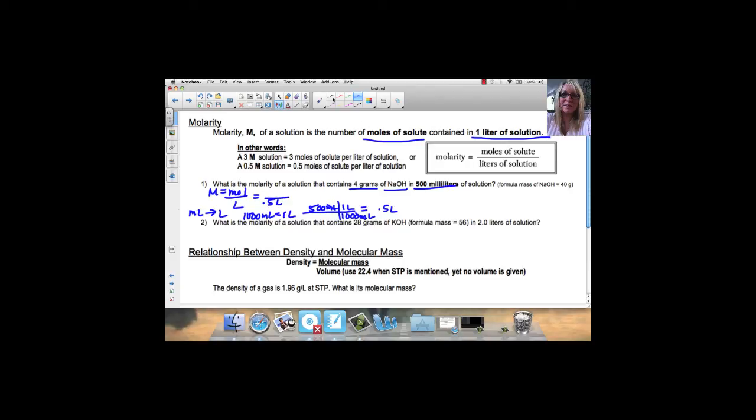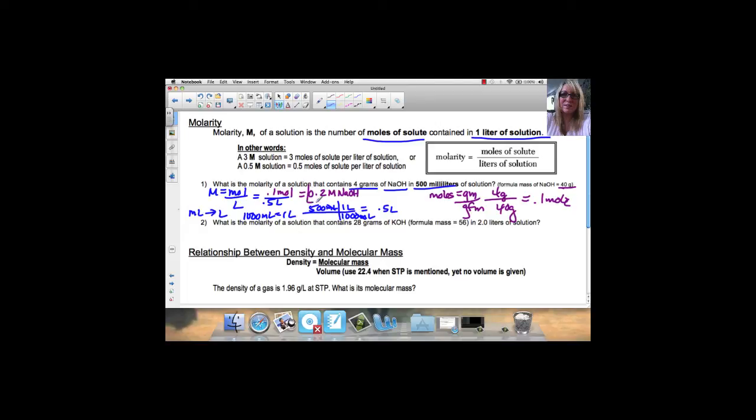I don't know my moles, but I can get my moles because moles equals given mass divided by GFM. And I'm told I have 4 grams, and I'm told the GFM is 40. So 4 divided by 40 is 0.1 moles. I can then take this answer and put it over here, 0.1 moles. So 0.1 divided by 0.5 is equal to 0.2 molar NaOH, and that's my answer.